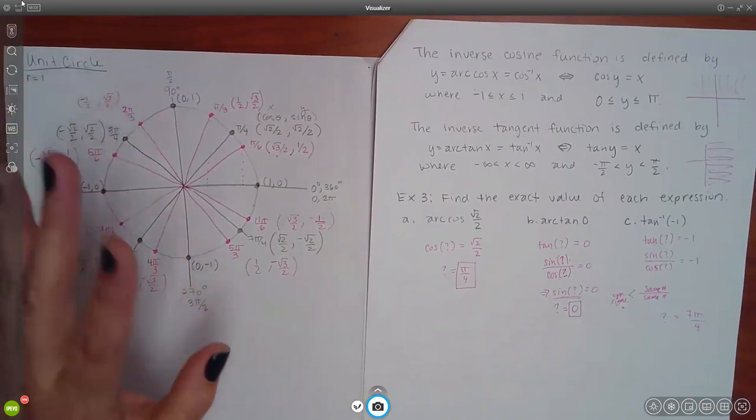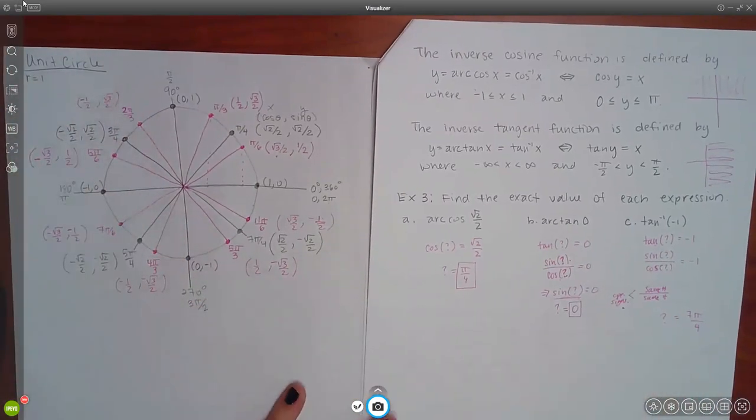We have to think outside the box a little bit for the tangent ones, okay? So be very careful with those tangent ones.